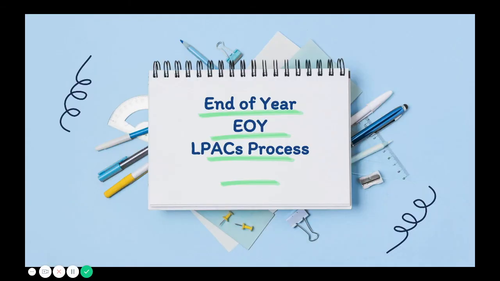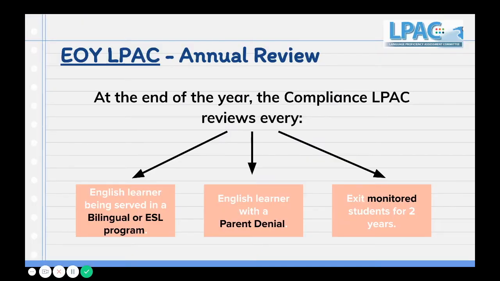Let's move on to the end of the year LPAC process. At the end of the year, the compliance LPAC reviews every English learner being served in a bilingual or ESL program, an English learner with a parent denial, as well as exit monitor students for their first and second year.